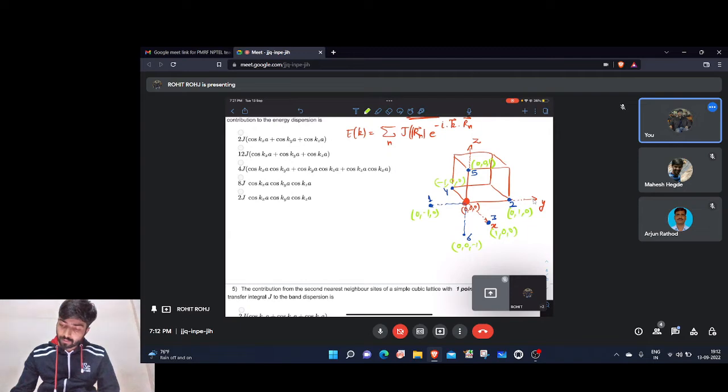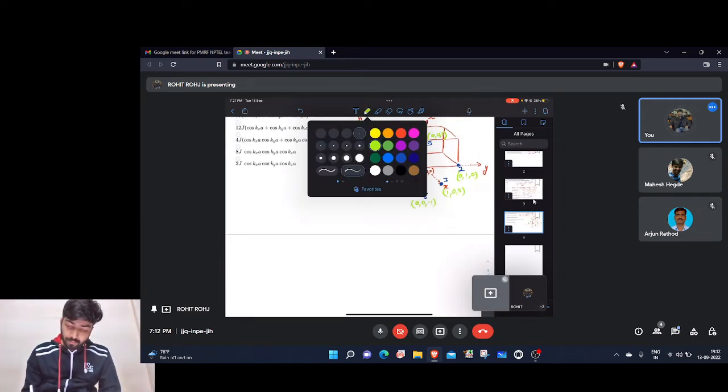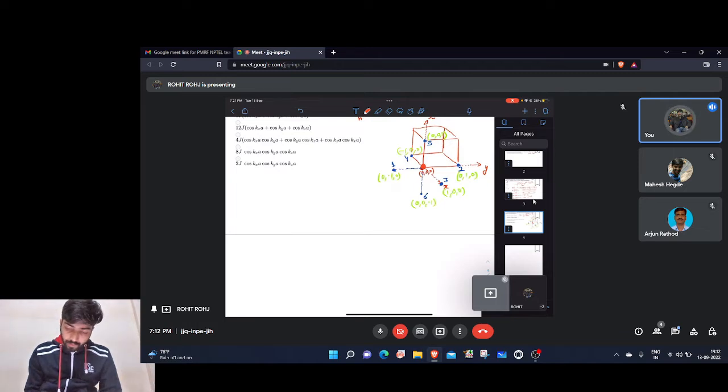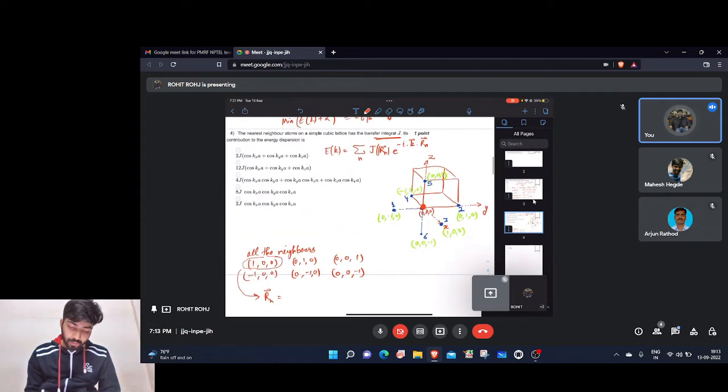Now since we know all these neighbors, let me take an additional page. So let us write e to the power k. First I will write all the vectors, all the neighbors. Okay, and we can create vectors from this 1, 0, 0. Let's say if I take this example, then Rn in this case would be, I mean, in this we are not provided with the lattice, but seeing the options, we can say that lattice constant is given to us as a.